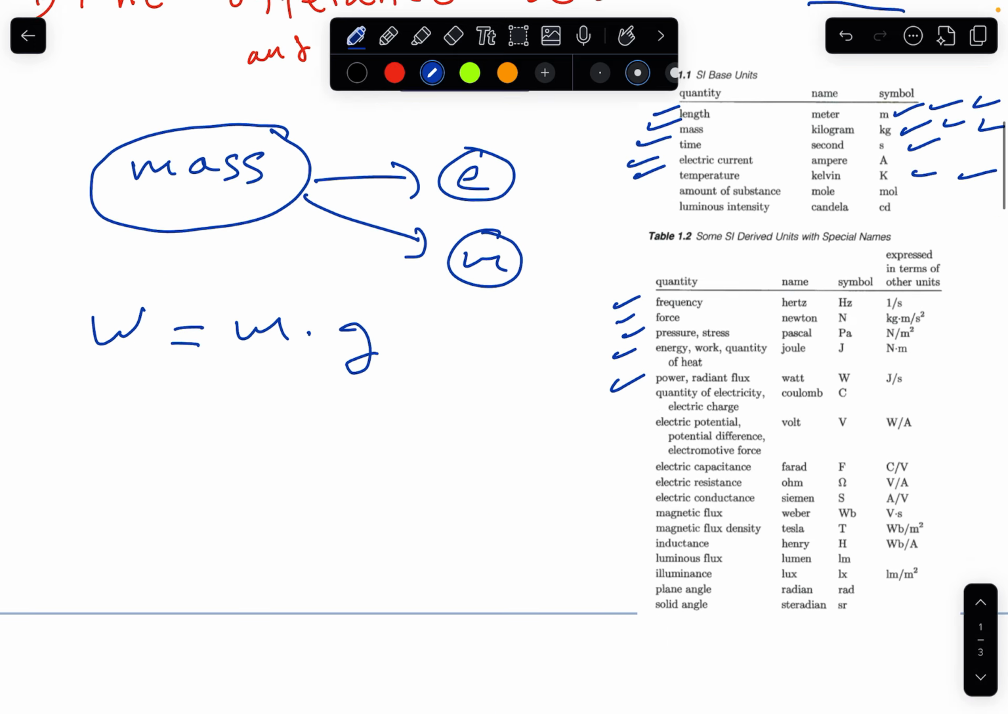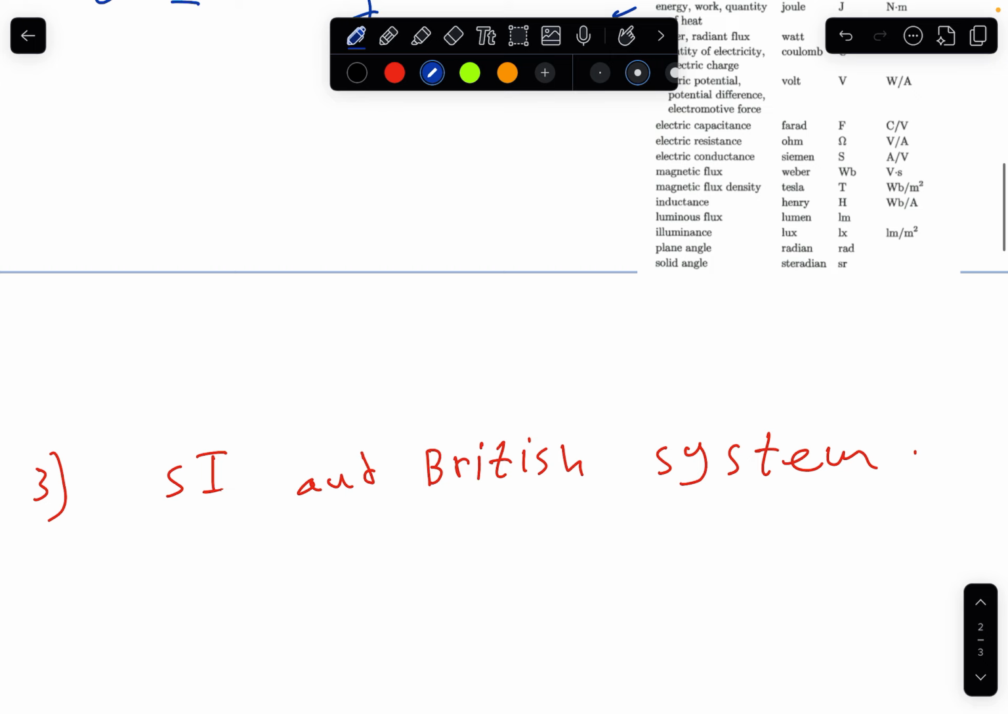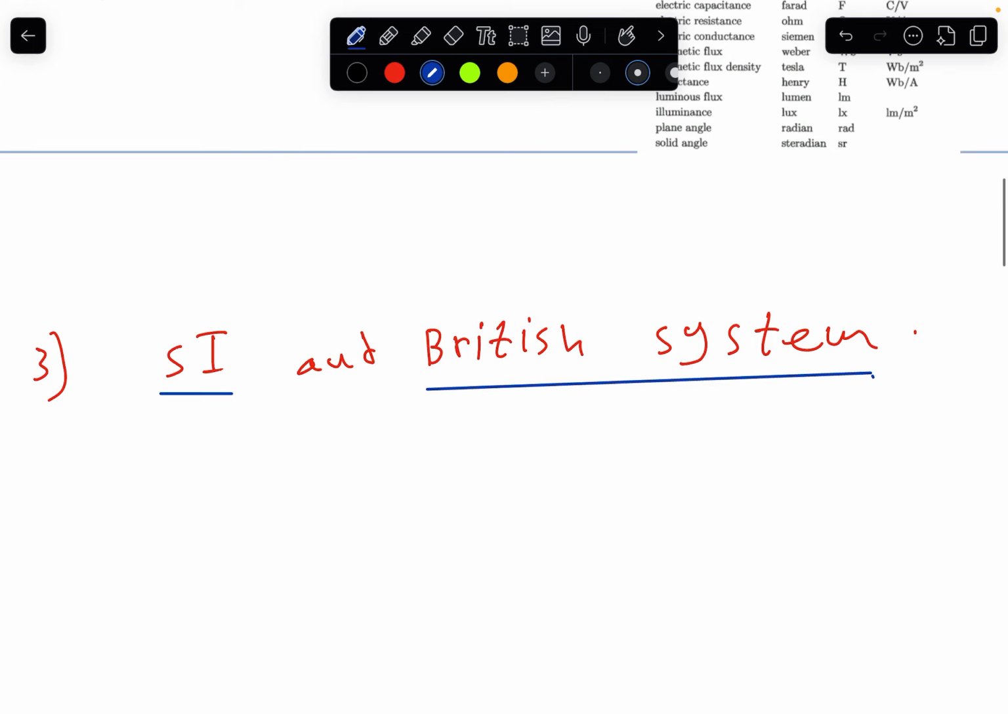And that's why we have more than one system. We have the SI system, which I believe was originally a French system, which became an international system. And we have the British American system. They are not the same, and even when we apply the laws of physics, they are not the same.